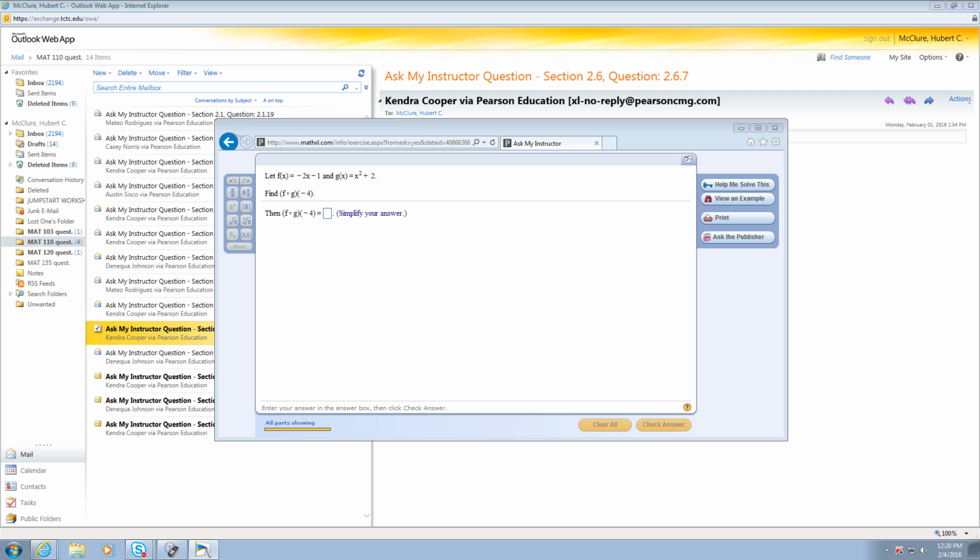is f composed of g. Now, what do you do with f composed of g once you get it? You evaluate it at negative 4. So you plug negative 4 in. So that'd be negative 2 times parentheses, negative 4 squared, close parentheses, minus 5. And what's negative 4 squared? Positive 16 times negative 2 is negative 32. Negative 32 minus 5 is what? And that's your answer. Either way you do it, you're going to get an answer of negative 37.